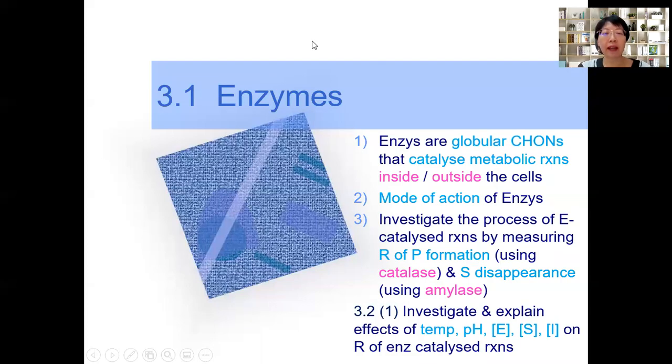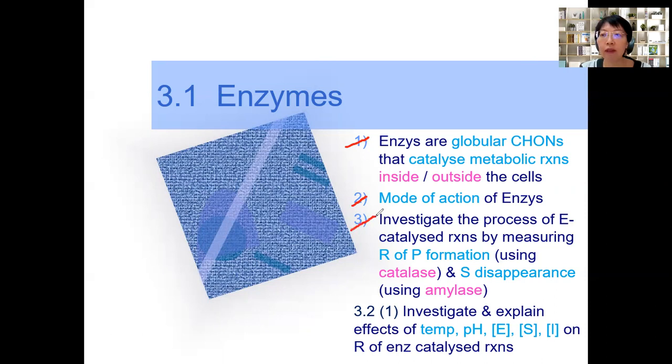So today we're going to start a new chapter, which is chapter 3, and it's about enzymes. Right? So what are the learning outcomes you'll cover for enzyme? Number 1, enzymes are globular proteins that catalyze metabolic reactions inside or outside the cells. Number 2, explain the mode of action of enzymes.